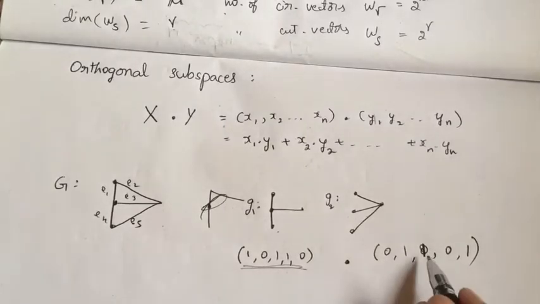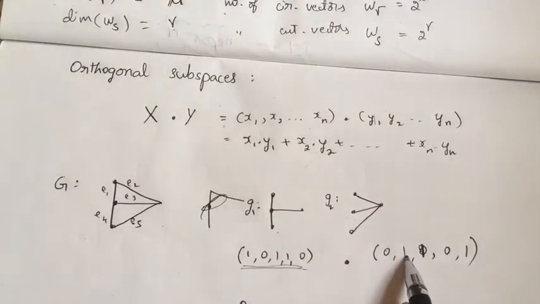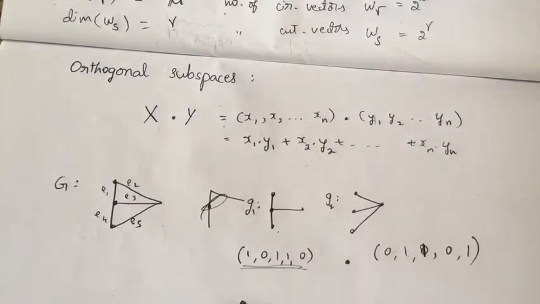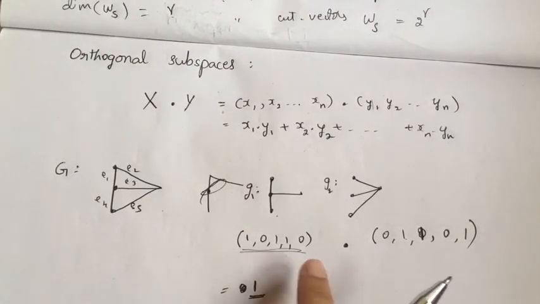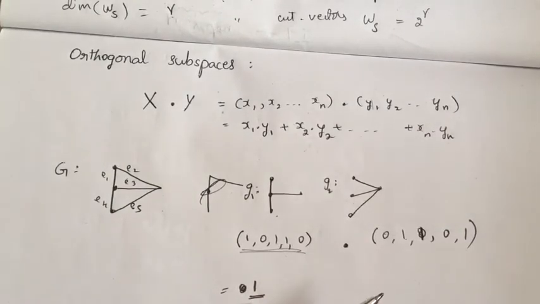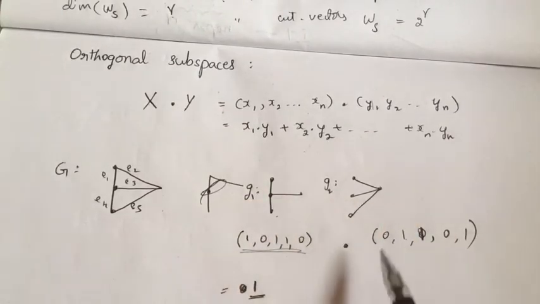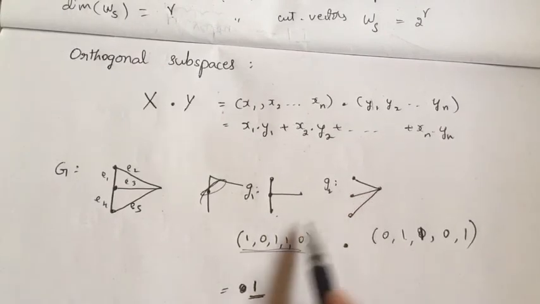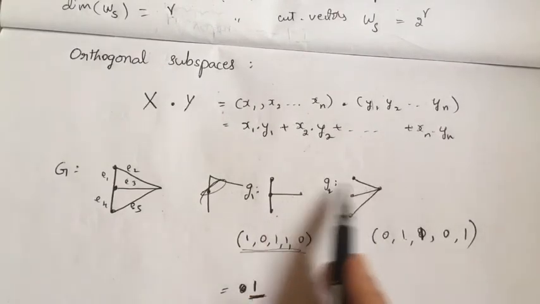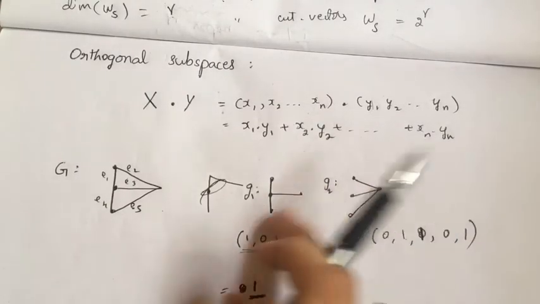Now if I take their dot product, 1 into 0 is 0, 0 into 1 is 0, 1 into 1 comes 1, and then again 0, so the value you are going to get is 1. The number of non-zero entries in the sum of products above gives me the number of edges in common between G1 and G2. When I consider G1 and G2, only one edge is common. So this dot product gives me the number of edges in common between the subgraphs.